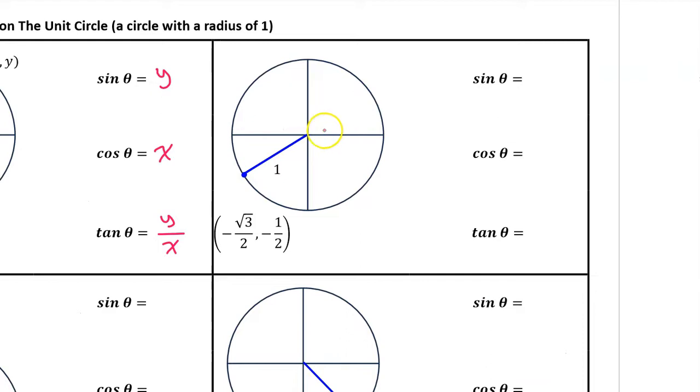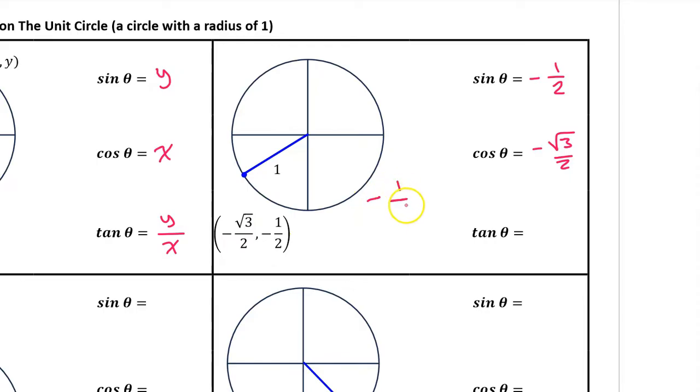On this problem, notice that it is a unit circle. On the unit circle, sine theta is just the y value. So that's -1/2. On a unit circle, cosine theta is simply the x value. So that's -√3 over 2. Tangent theta is y divided by x.